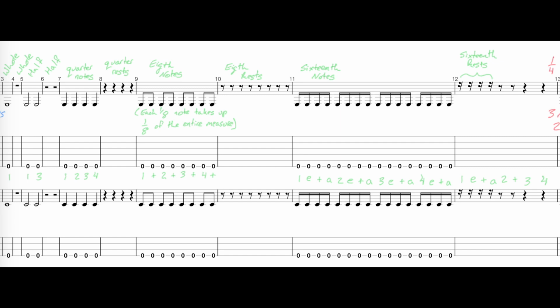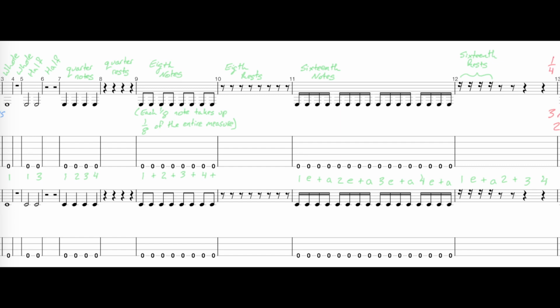Following that is eighth rests, and if you are counting and subdividing eighth notes or eighth rests, you can count them 1 and 2 and 3 and 4 and. So we've added ands in between the 1, 2, 3, 4 that we counted quarter notes with. So now again we're doubling.